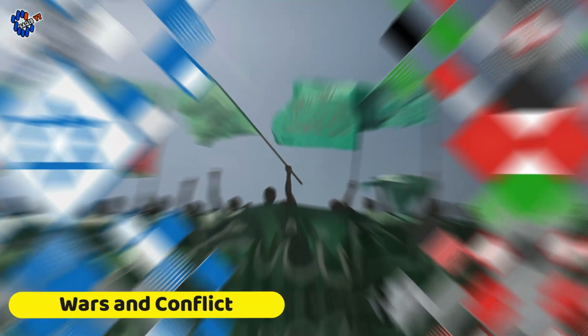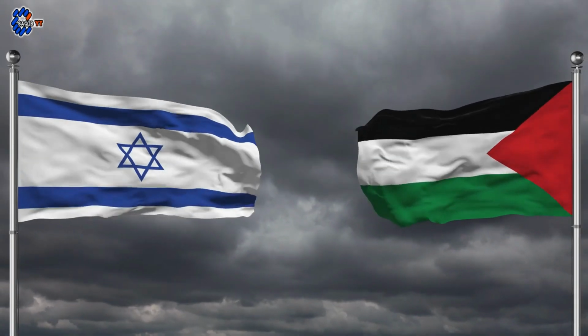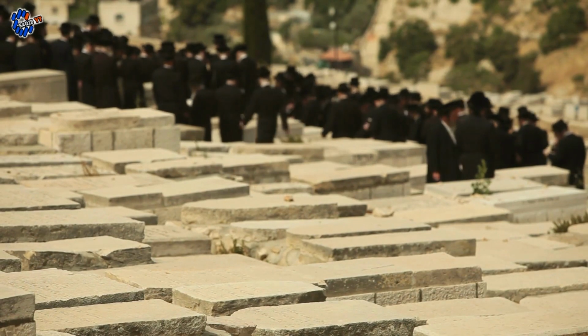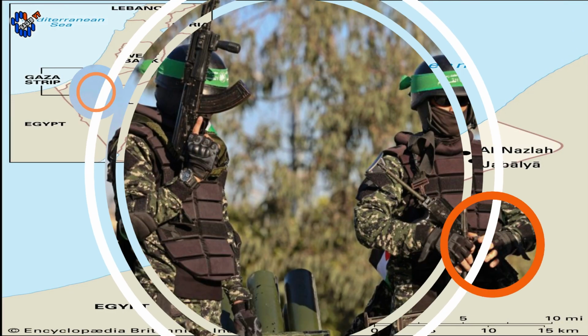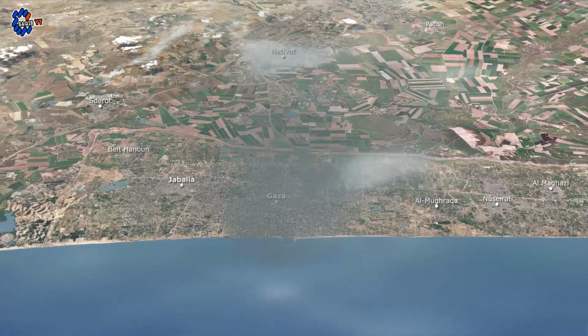3. Wars and conflict. The conflict has seen several wars, uprisings, intifadas, and periods of violence, with significant casualties on both sides and significant displacement of Palestinian and Jewish populations. The Gaza Strip, controlled by the Palestinian group Hamas, has been a frequent site of conflict, with Israel imposing blockades and launching military operations in response to rocket attacks from Gaza.